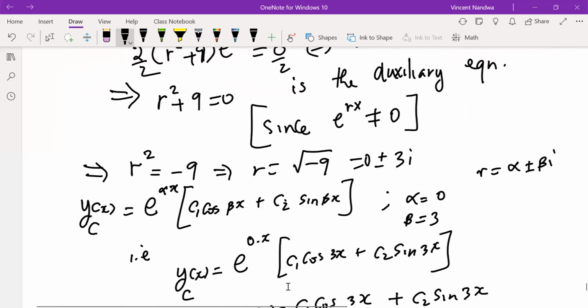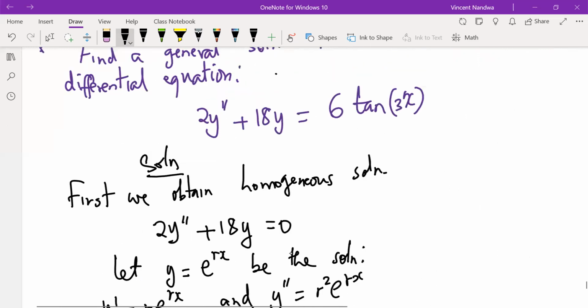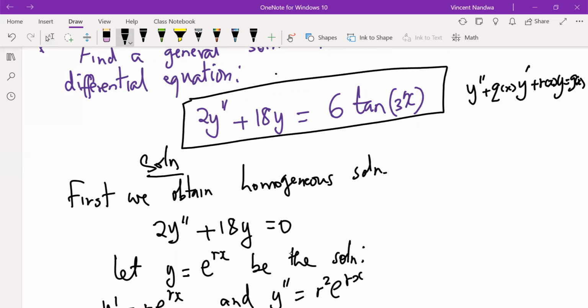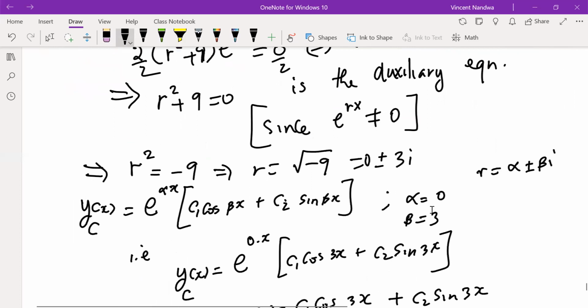So remember, this is the differential equation you're solving. The general equation is y double prime plus q of x y prime plus r of x y equals g of x. Which means that we need to rewrite the given differential equation so that the coefficient of y double prime is 1. So this is the same thing as y double prime plus 9y equals 3 tan of 3x. Therefore, this defines our g of x. So g of x is 3 tan 3x.